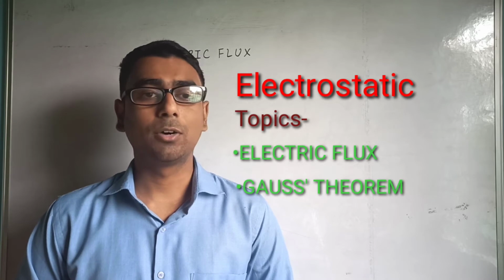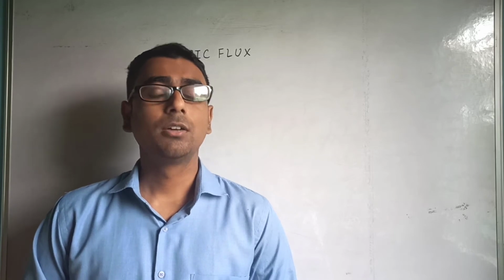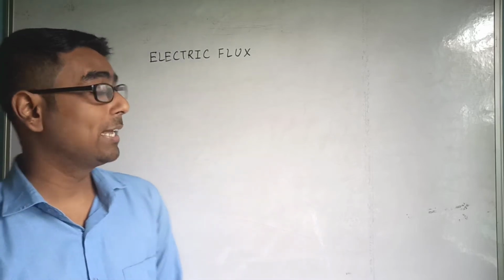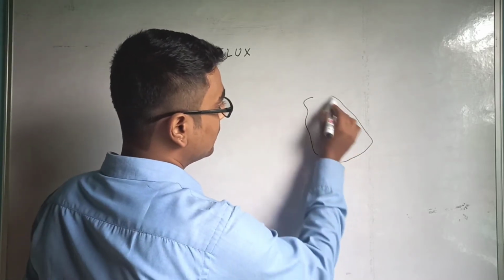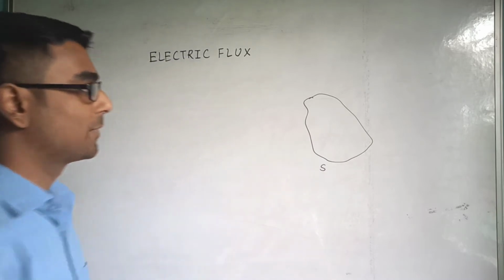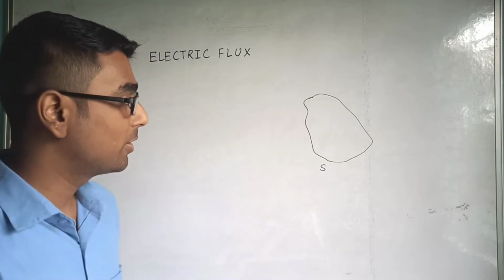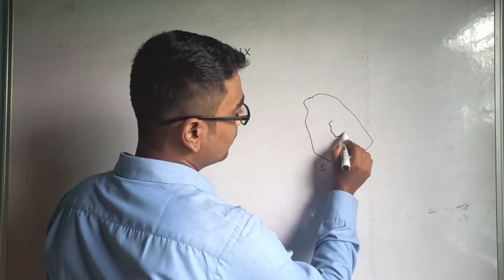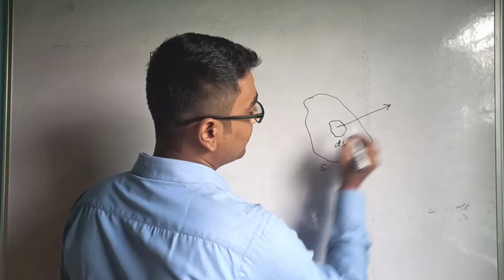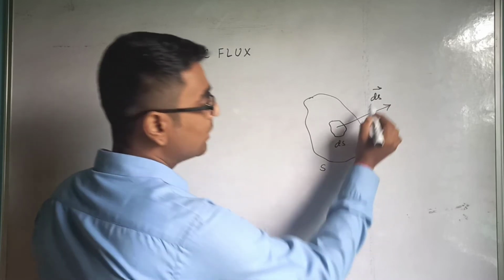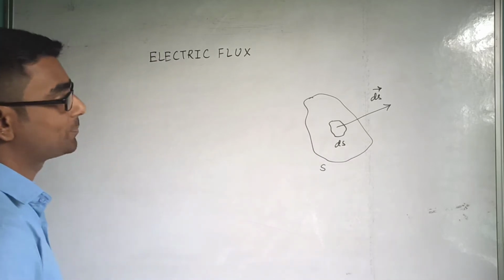Today we will learn about Gauss theorem. Before stating Gauss theorem, first of all we need to know what electric flux is. Suppose there is an area S. We all know that area is a vector quantity, so it must have direction. If we consider a small elementary area ds, the direction will be perpendicular to the surface.